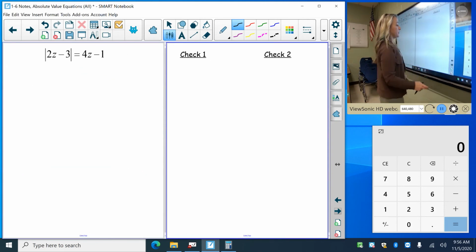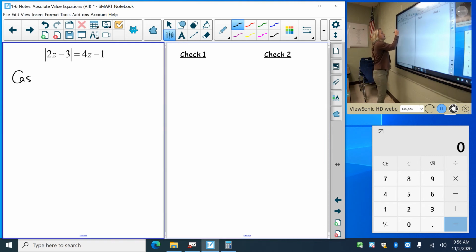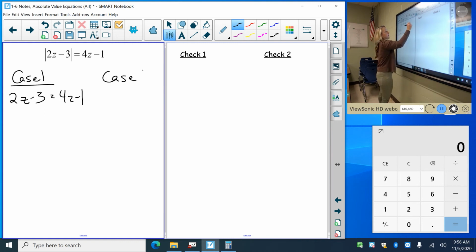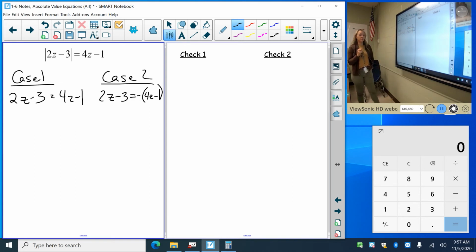Let's try another one. This one, my absolute value is already by itself. This time it's not just a number, we have it equal to an entire expression. So we still have to do case 1, case 2, but it looks a little different this time. So case 1, I have 2z minus 3 equals 4z minus 1. In case 2, and here's where it looks a little funny, 2z minus 3 equals negative the entire thing. I have to make this entire thing negative. I have 4z minus 1. Those are z's, not 2's. And 2's and z's tend to look the same, so I put lines through them.